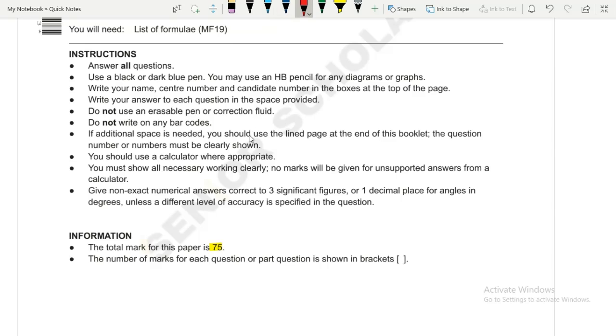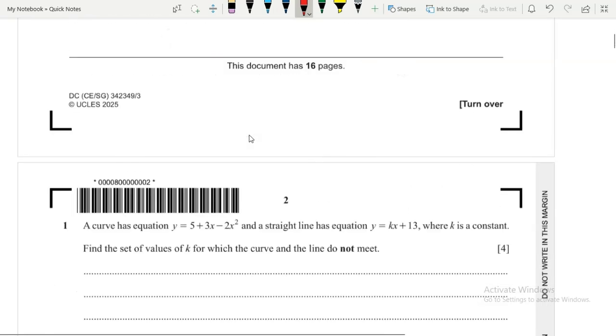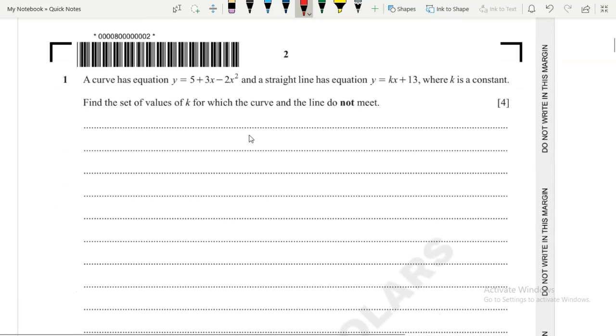So now let's begin with the first question. The first question says a curve has the equation y equals 5 plus 3x minus 2x squared, and a straight line has the equation y equals kx plus 13. So they have given us the two equations and they have kept k as a constant. So find the set of values of k for which the curve and the line do not meet.